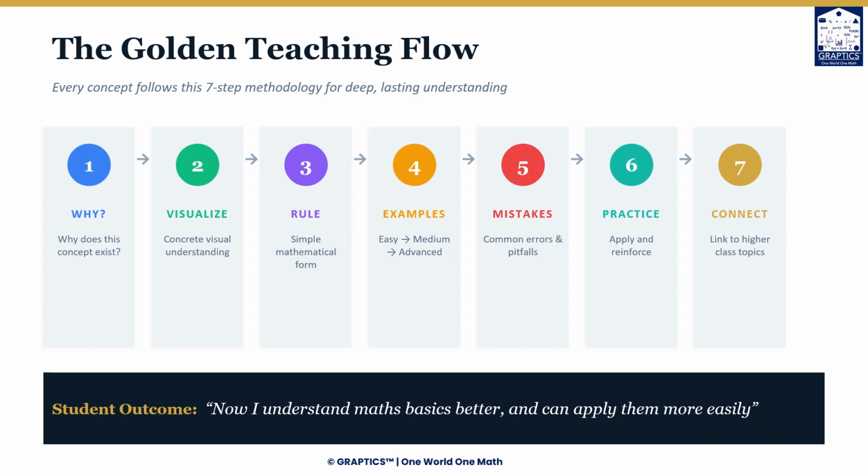Step 3, rule. Then we introduce the formula or method. Step 4, examples. We solve problems from basic to slightly advanced. Step 5, common mistakes. We look at common errors and how to avoid them. Step 6, practice. You will try questions to apply what you learned. Step 7, connect. We link the concept to your current class topics. This way, each concept becomes clearer and easier to understand.